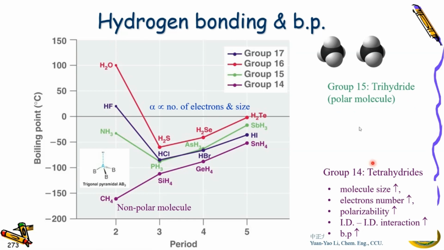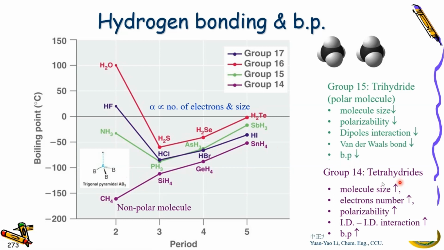Okay, so group 15, this is group 15. You can follow the same idea and just change to the polar molecule. This is a polar molecule, this is a nonpolar molecule. This is a polar molecule, and also if you think of the size decreasing, the polarizability decreases, the dipole interaction decreases, and the van der Waals force decreases. That's why the boiling point decreases. And the special case is hydrogen bond.